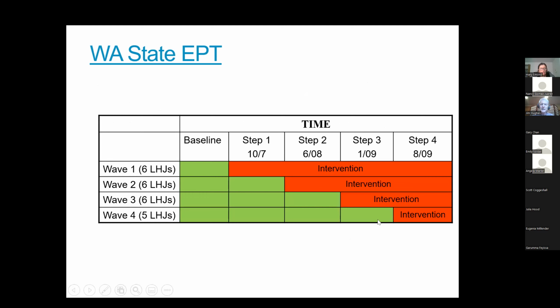And this is basically how it was rolled out. In the end, we only ended up having 5 instead of the originally planned 6 local health jurisdictions in wave 4.